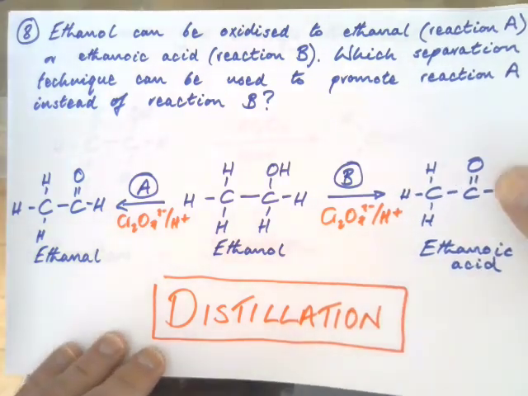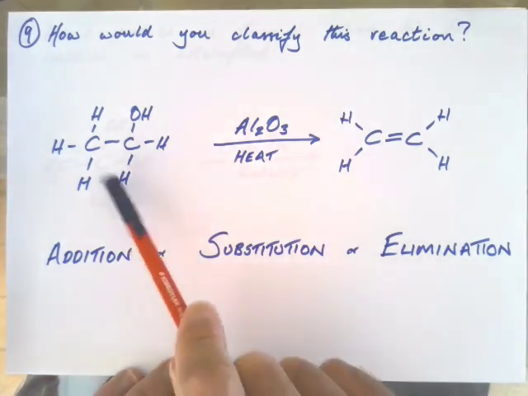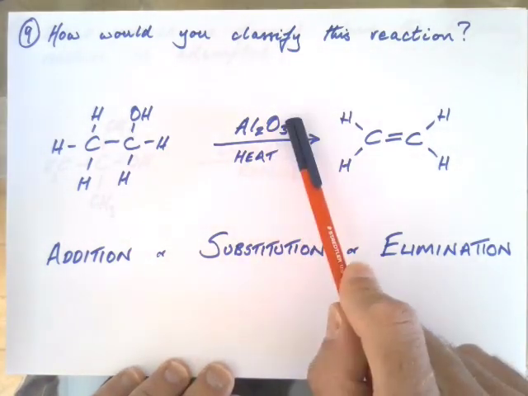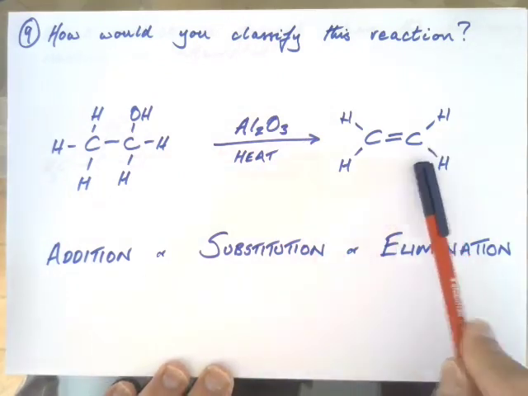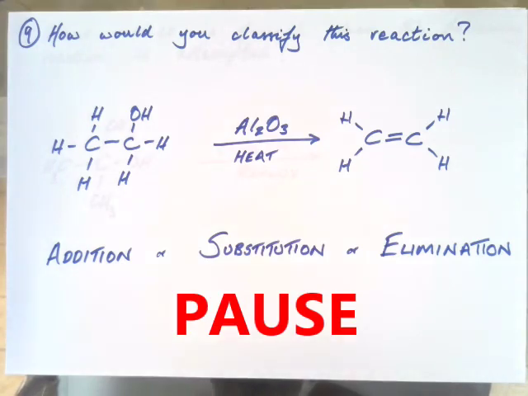Okay, question number 9. We're almost there. 9 out of 10. How would you classify this reaction? Okay, so we've got ethanol being heated with aluminium oxide to give us ethene. How would we classify this reaction? Is it an addition reaction? Is it substitution? Or is it elimination? Pause the video and make your decision.